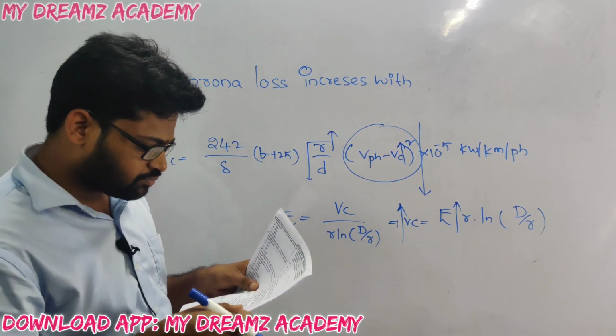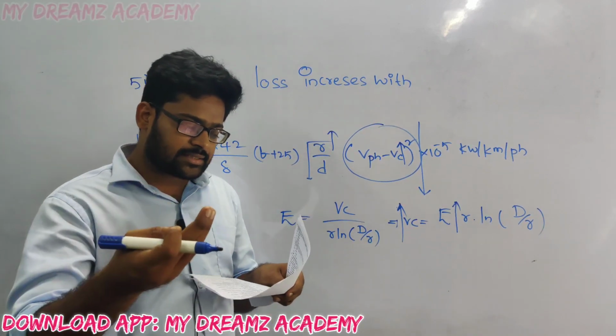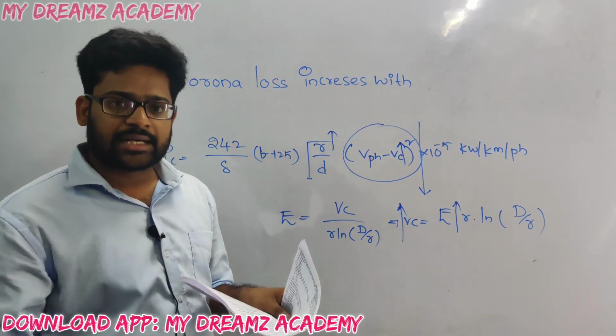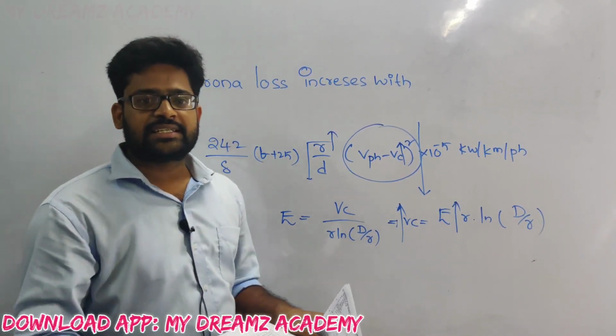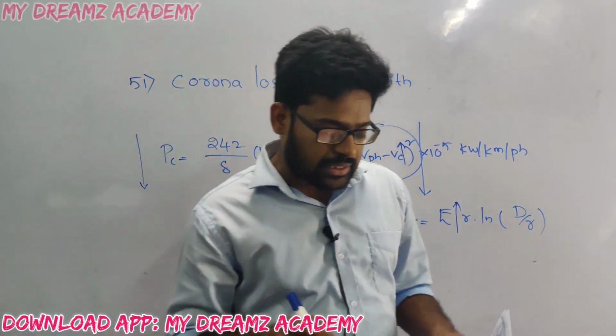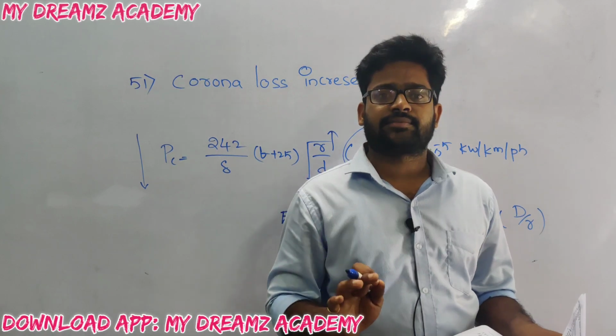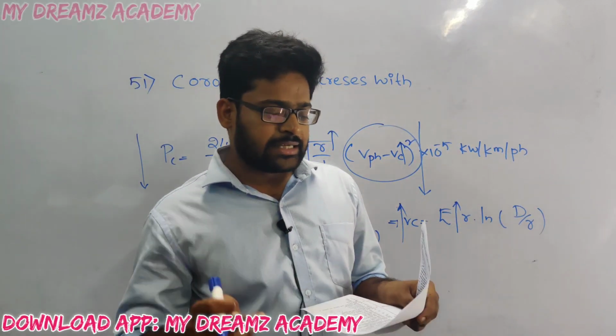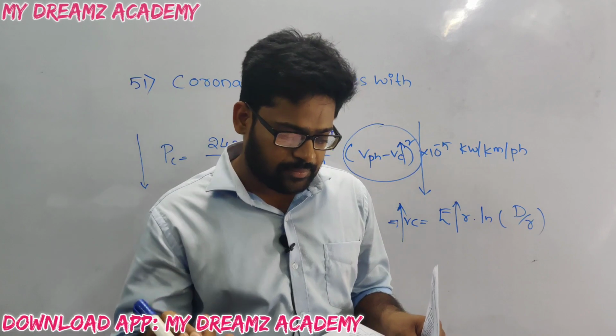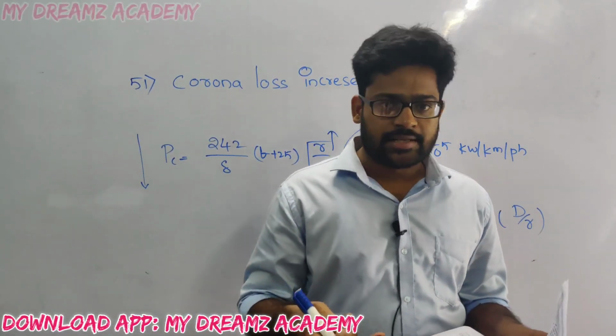First one: increases in the supply frequency and conductor size. If the supply frequency increases, corona loss increases, but if the conductor size increases, corona loss decreases. So this is wrong. Second one: increases in the supply frequency, yes, correct, and decreases in the conductor size, this is also correct.